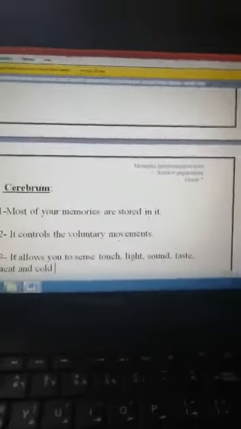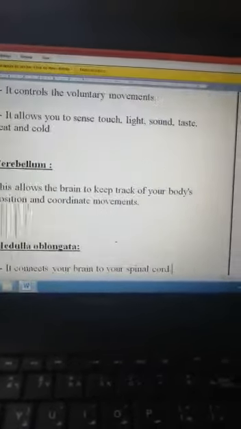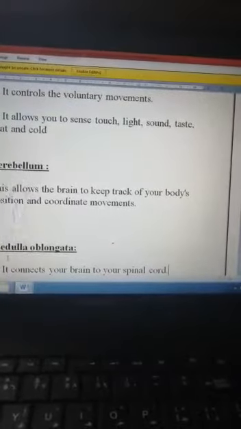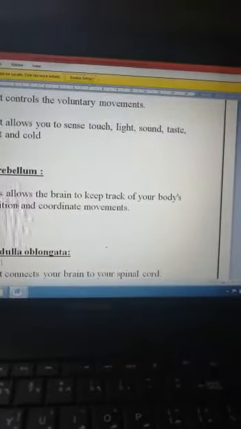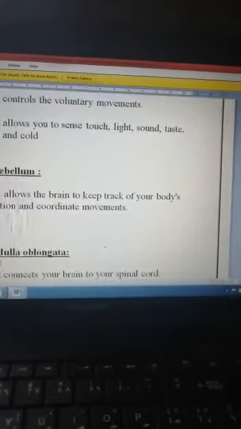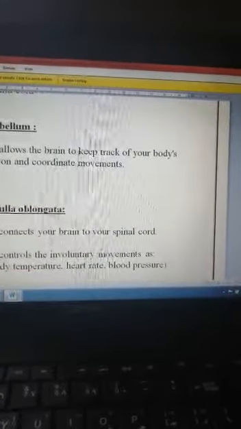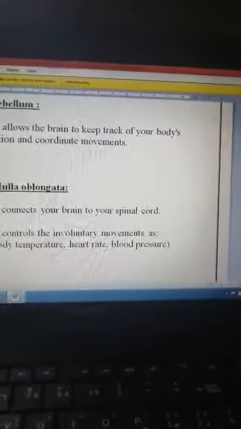Cerebrum, it controls the voluntary movements. Cerebellum, it keeps the body balanced. It keeps the balance of the body. Medulla oblongata, it controls the involuntary movements.